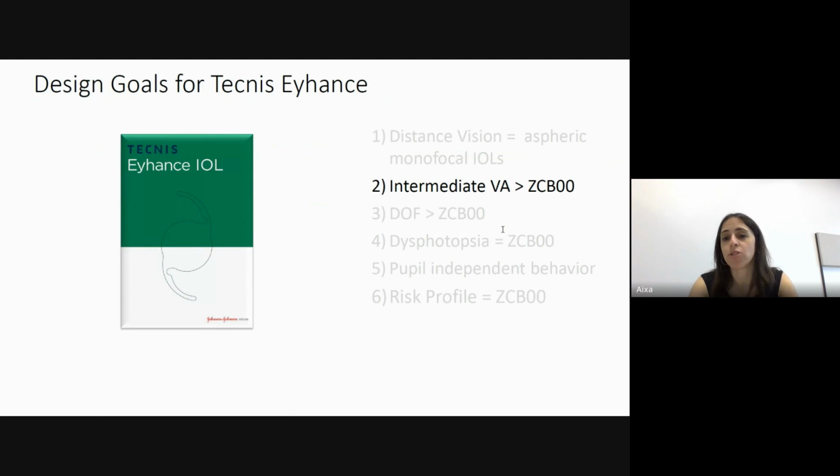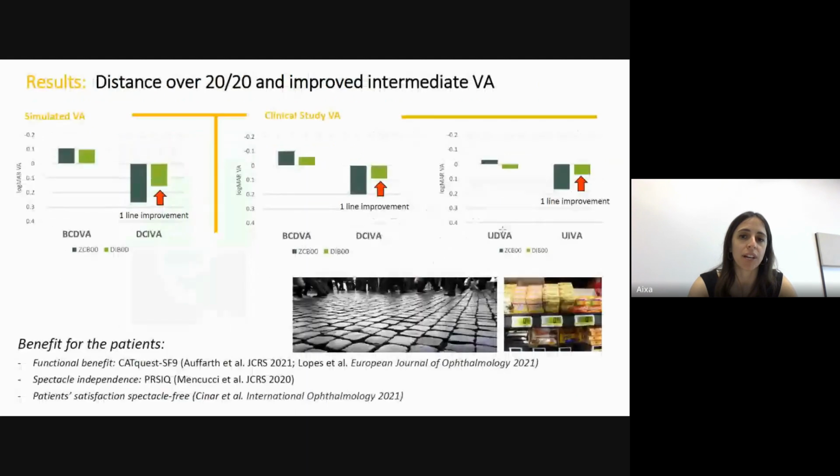The other important point was the intermediate visual acuity. That was the difference of this design, to have better intermediate than the monofocal lens. And again, using the same metrics, you can see here that we predict an improvement of 1 line in distance corrected intermediate VA, and that's what we measured in the clinical study. So from our optical bench measurement, using the correct optical condition and the correct metric, we could predict what was going to happen later on in the clinical studies. You can see here distance corrected intermediate VA and also uncorrected intermediate VA. Right now, this is the first data that we're collecting with this lens, but now there are many publications that also support this outcome.